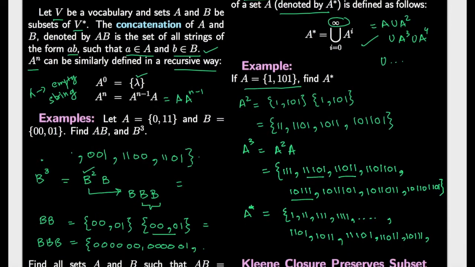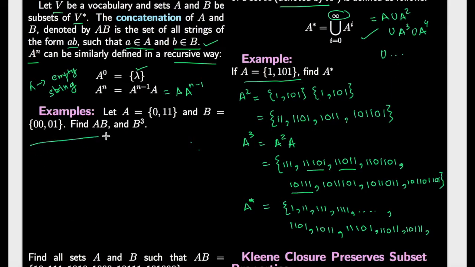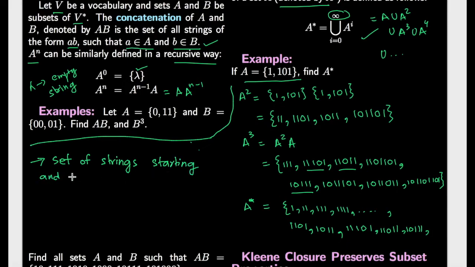Now note, can we generalize it? So this is related to this. Yes, we can generalize it. We can say it has the set of strings starting and ending at 1. Okay, what about zeros?